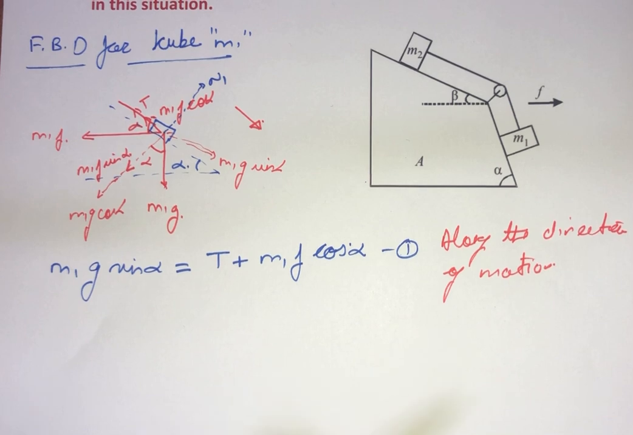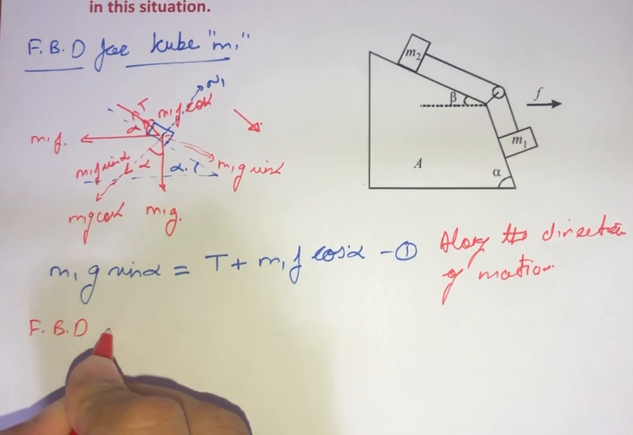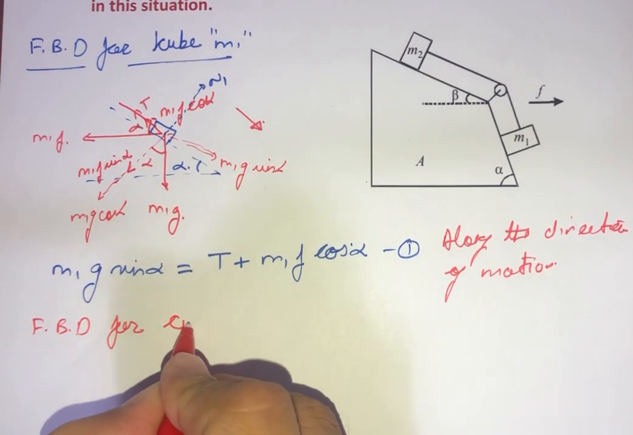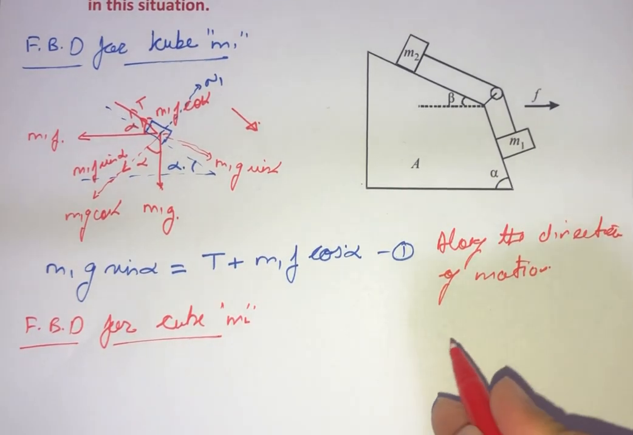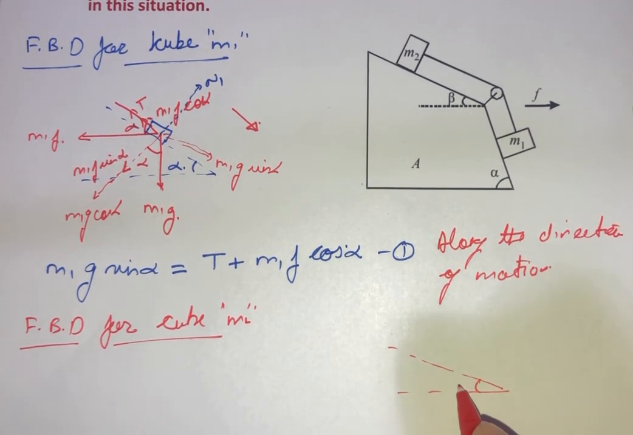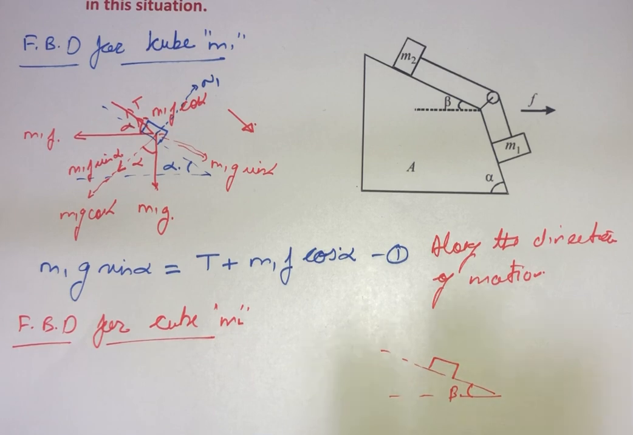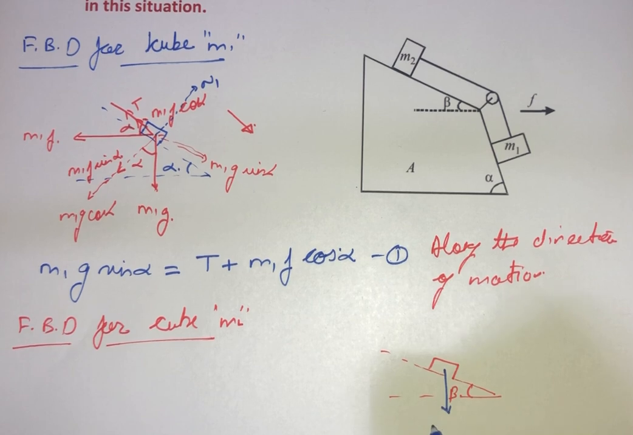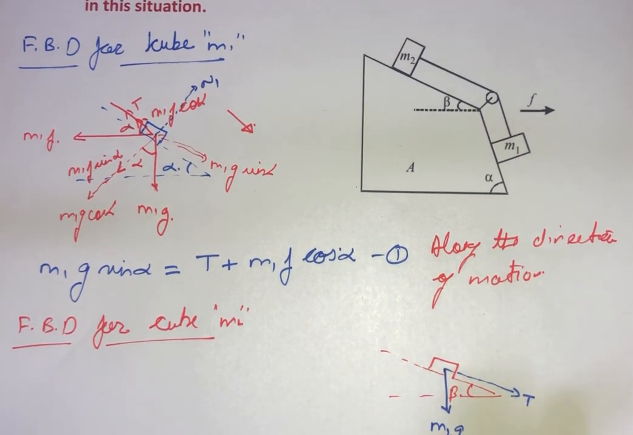Now second, we draw the free body diagram for cube M2. This slope has the angle beta, and this is our M2. So the force, first of all, which is acting in the downward direction will be our M2g, and there will be tension T in this direction.